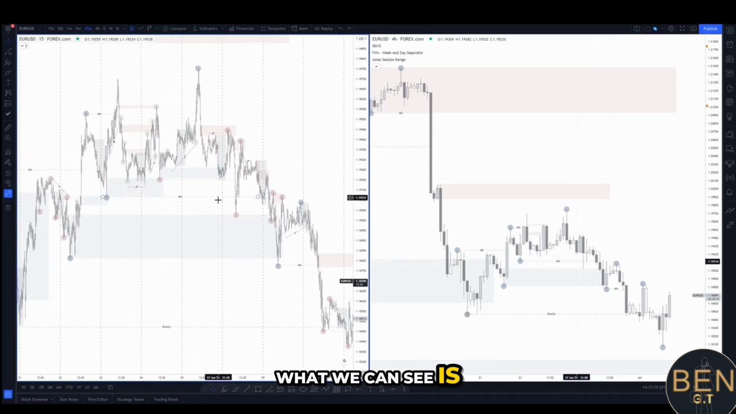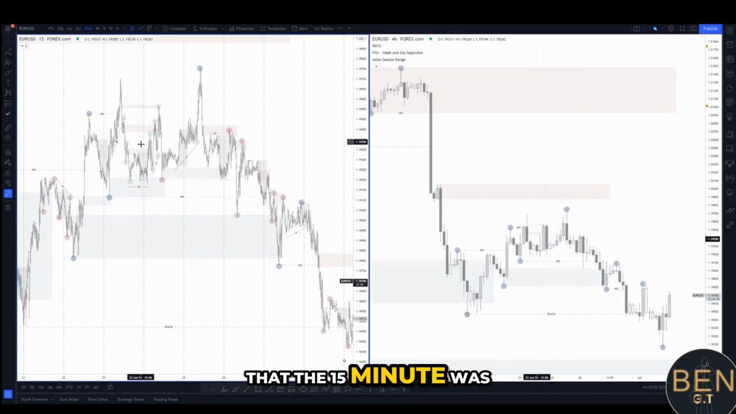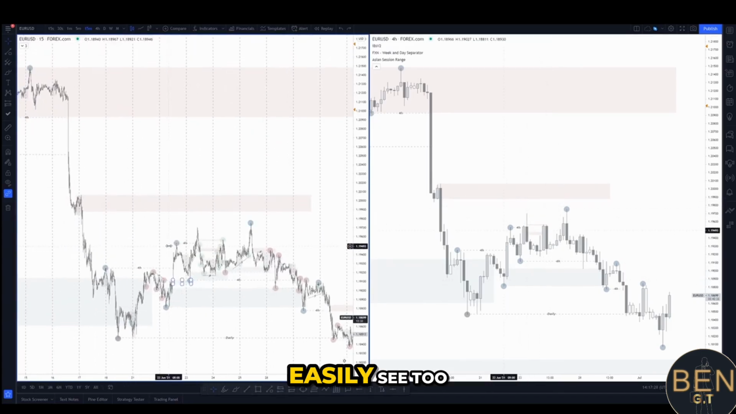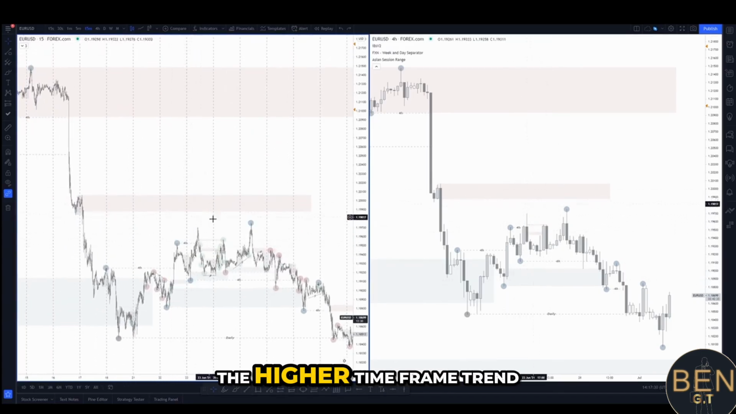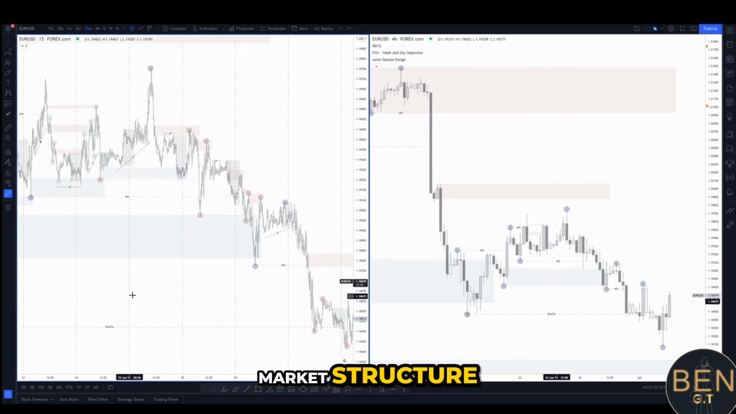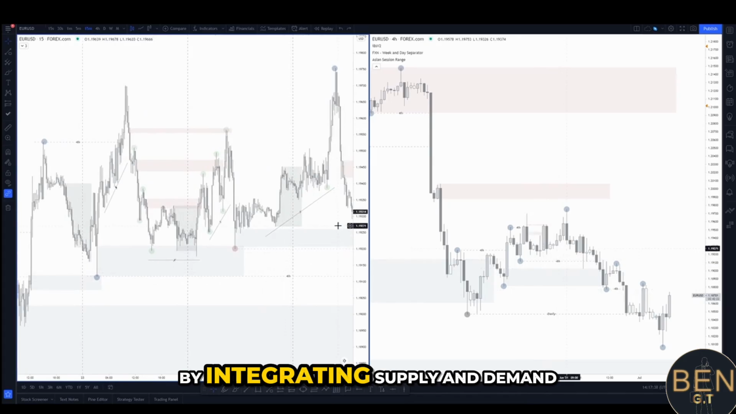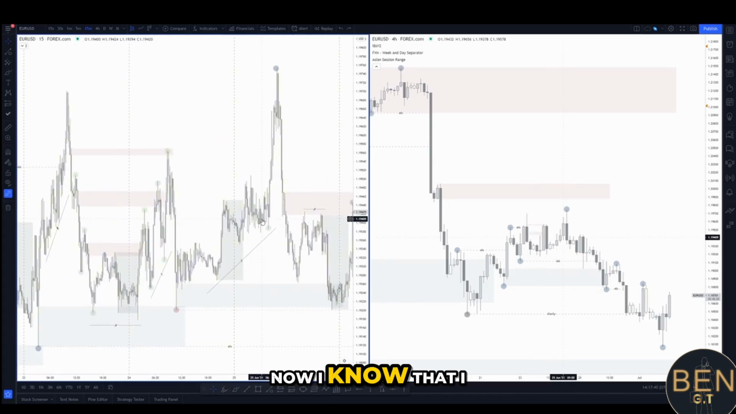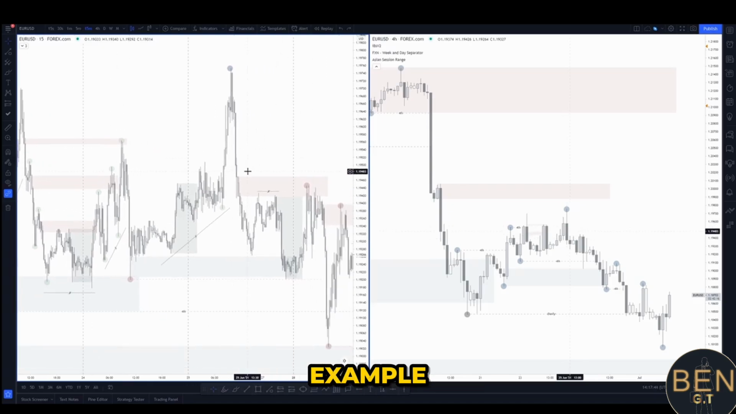What we can see is quite easily that the 15-minute was building the trend before the 4-hour and then before the daily. But what we could very easily see too is that it was following the higher time frame trend. We had a good indication of what was actually going to happen on the chart conceptually using market structure, but then we were able to take it a step further by integrating supply and demand. Now, I know that I have more than likely missed a few supply and demand zones as we went through this example, especially if we were to include the examples of supply and demand zone flips, which we'll get into.